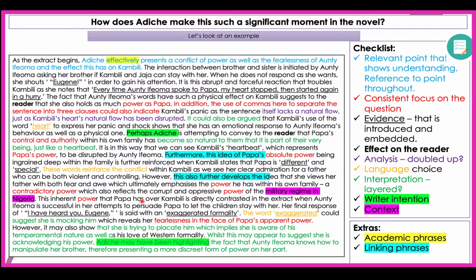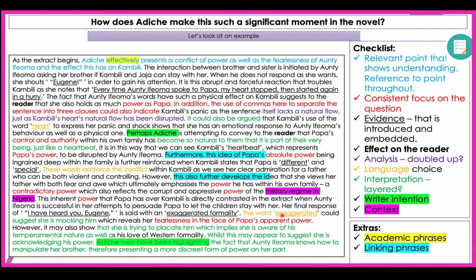This inherent power that Papa has over Kambili is directly contrasted in the extract when Auntie Ifeomi is successful in her attempts to persuade Papa to let the children stay with her. Her final response of, "I have heard you, Eugene," is said with an exaggerated formality. Now again, introduced and embedded quotations, just taking the bits that I need, and I've embedded it nicely into my own sentence so it makes sense.